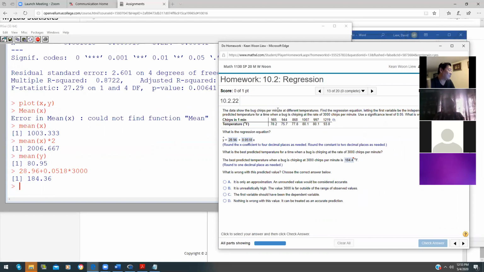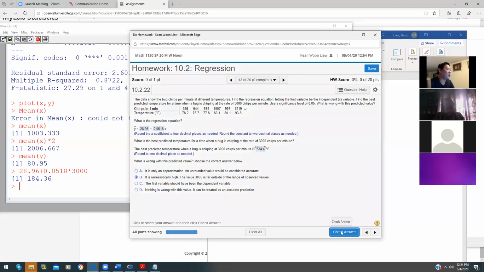Usually in the test, I won't ask you that. 181 is your answer. Why is this considered wrong? It is unrealistically high because it is far beyond the data. So this answer is B here. This is called extrapolation. So I don't know why they ask you that.